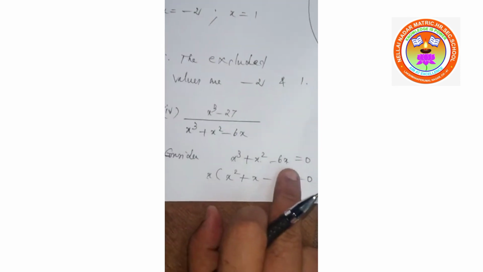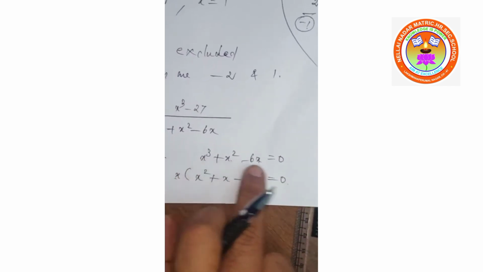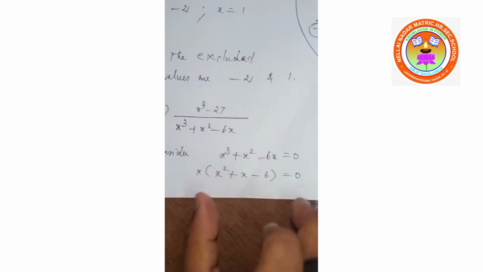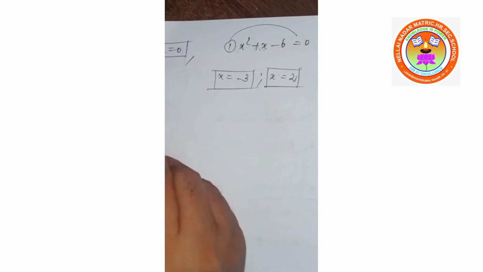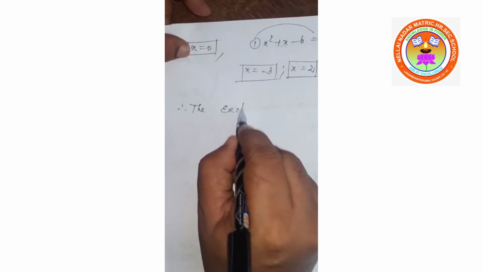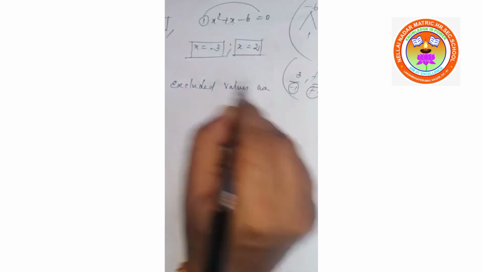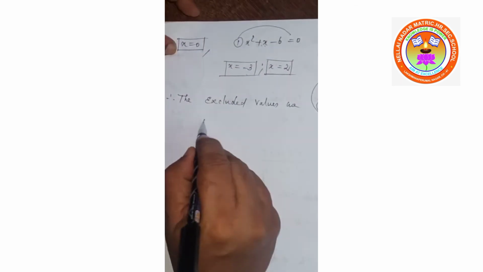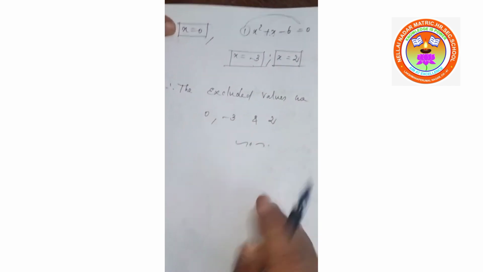Since it is a cubic equation, because the degree of the equation, highest power of x, is 3, definitely we have 3 values of x. 1, 2, 3. Therefore, the excluded values are 0, minus 3 and 2. So question number 2, all the 4 subdivisions are over.